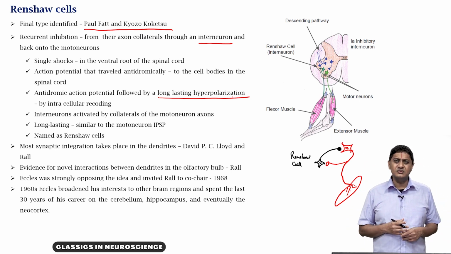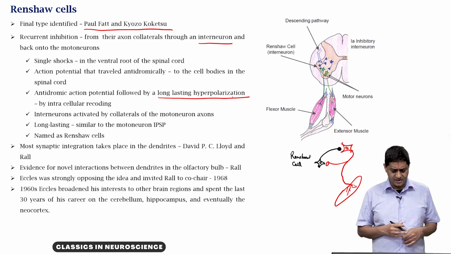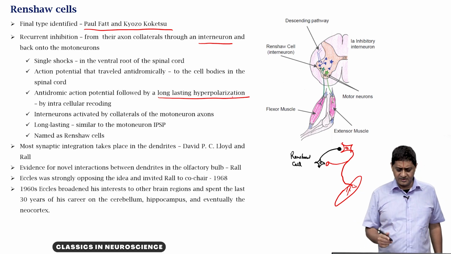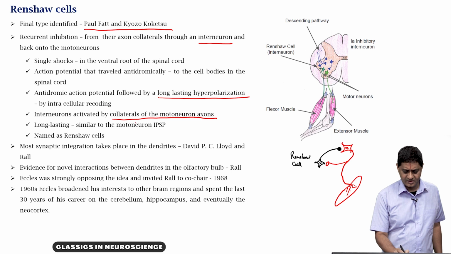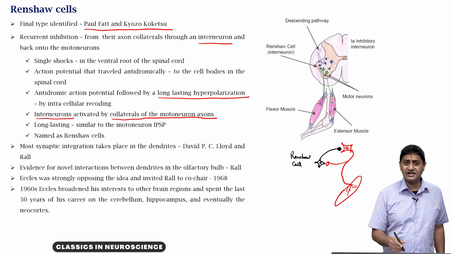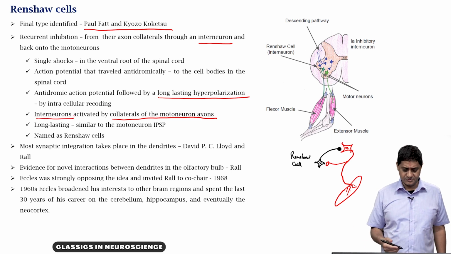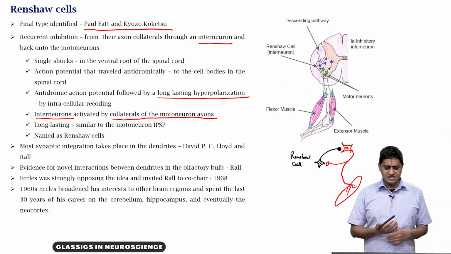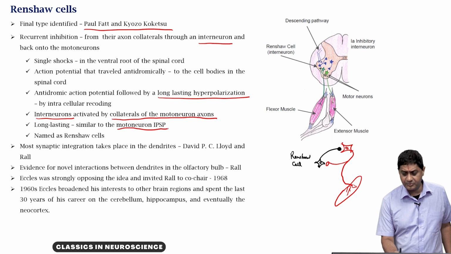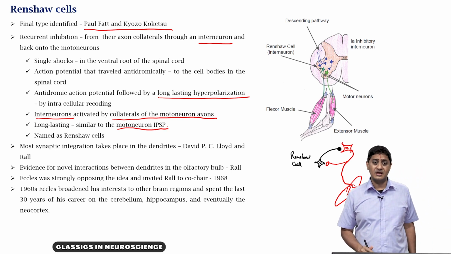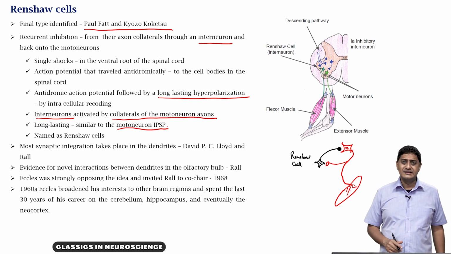This was measured through intracellular recording, and this was due to the activation of interneurons that are activated by the collaterals of the motor neurons. This was long lasting, it was similar to the inhibitory postsynaptic potentials found in the alpha motor neurons.